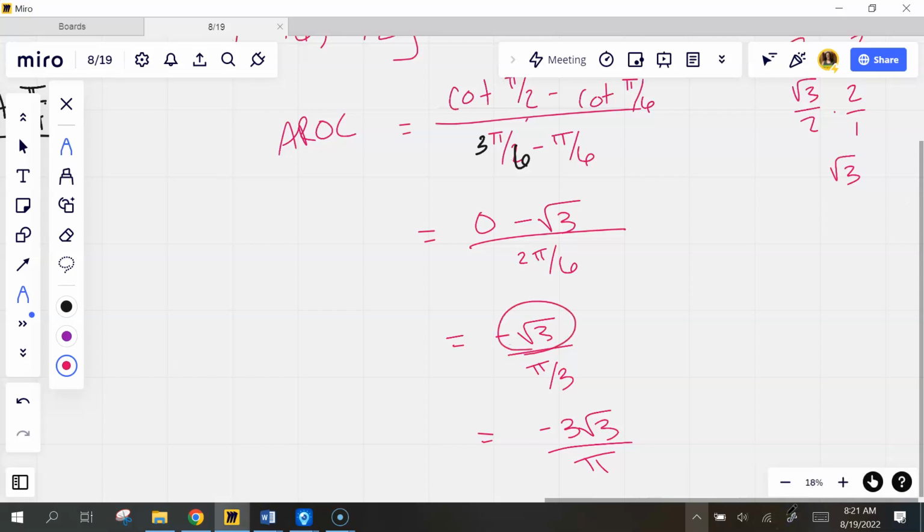So I took the top and I multiplied by the reciprocal of the bottom, so 3 over pi, and flipped it.